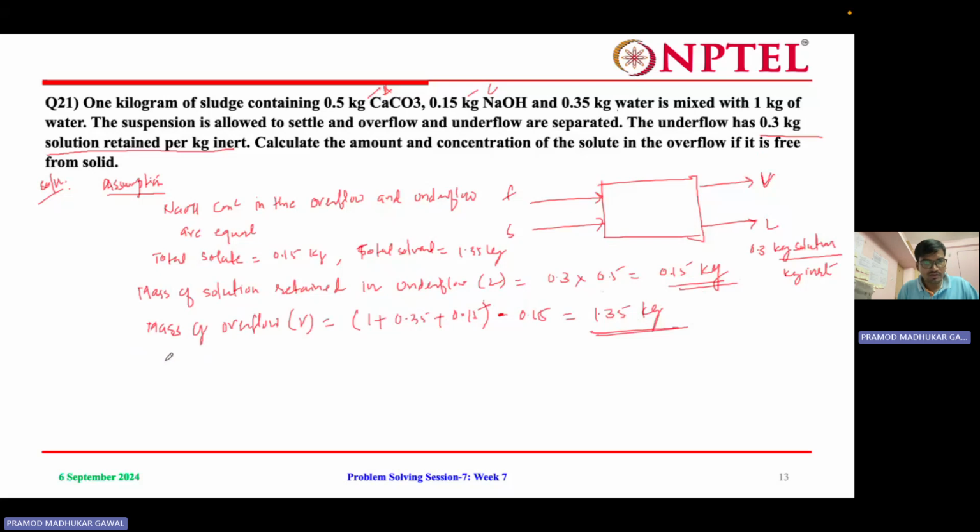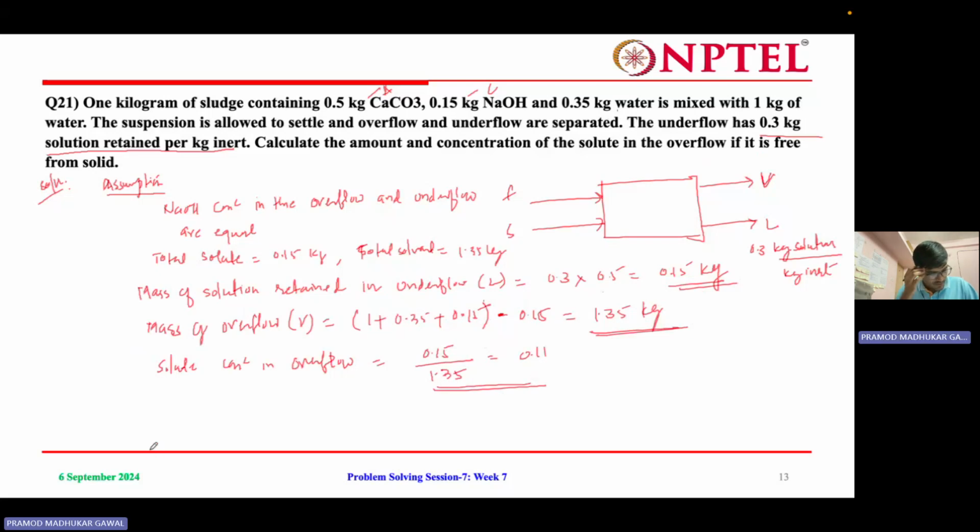Now the solute concentration in the overflow is 0.15 divided by the mass of overflow, 1.35, that's 0.11. So this is the concentration of solute in the overflow, right?